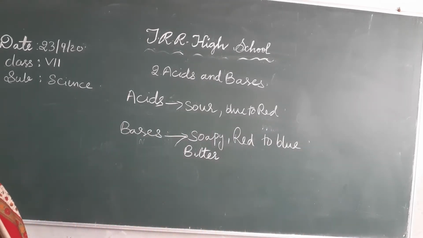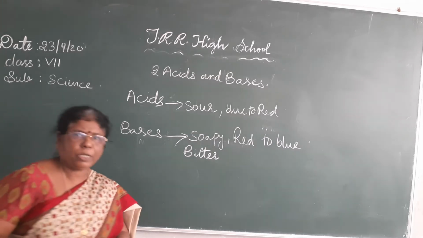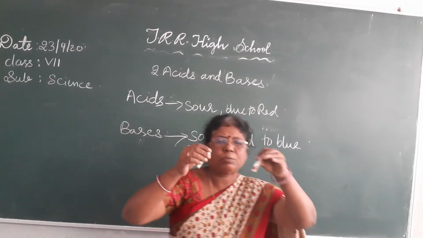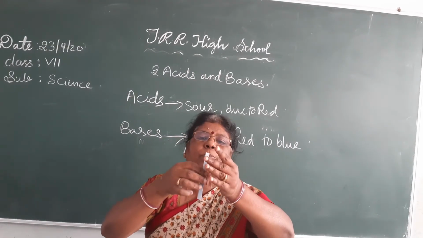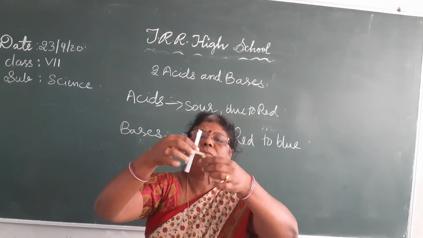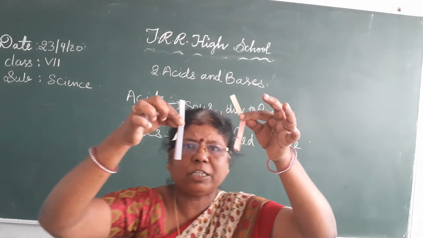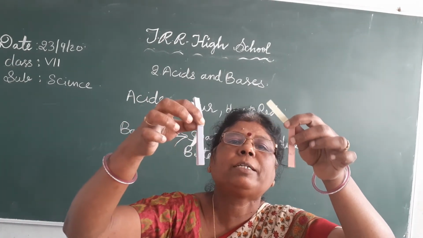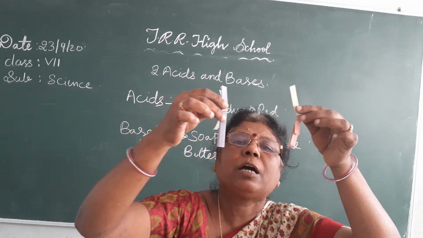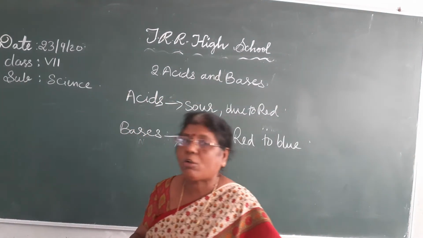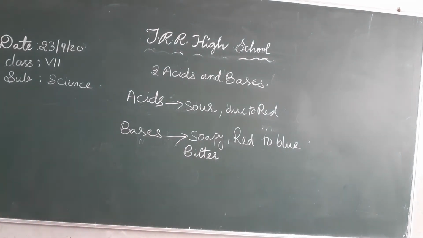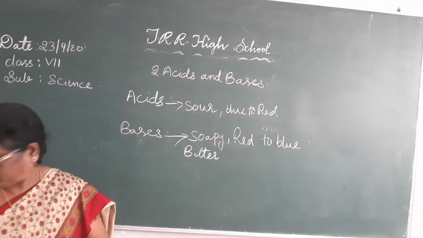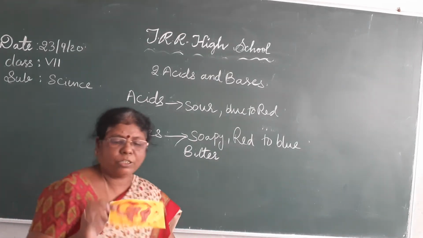Here I am showing you what litmus papers are. These are the litmus papers, blue litmus paper and red litmus paper. And I showed you the activity also, isn't it? Turmeric, and what other activities I showed you already? Here see the activities I already showed you.